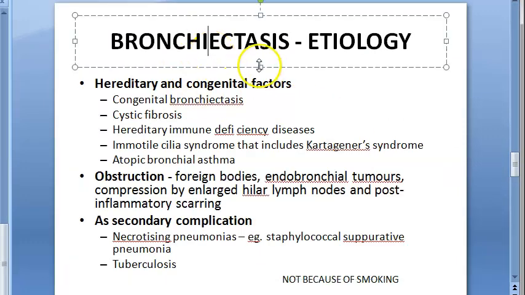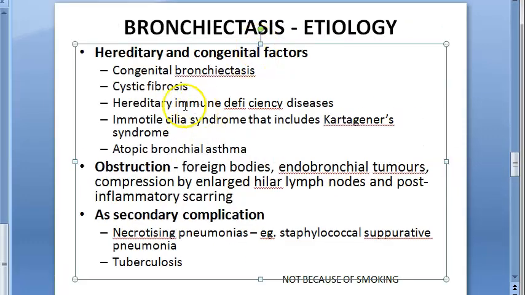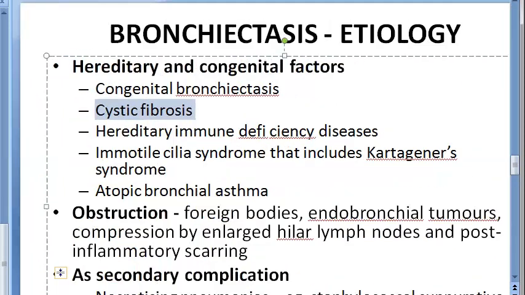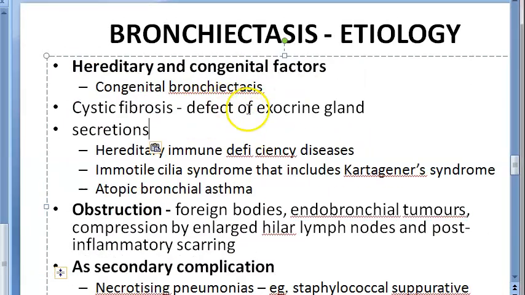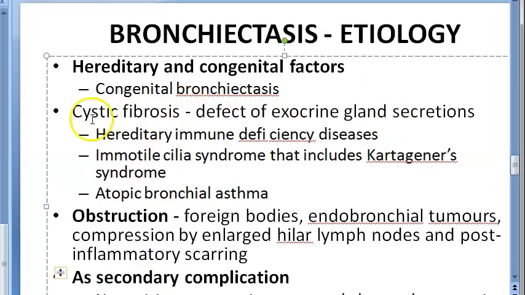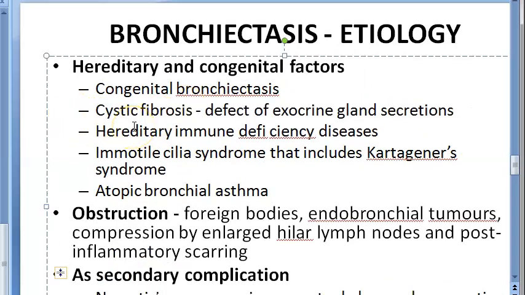So etiology is coming here, guys. Etiology for what? For bronchiectasis. So there can be hereditary and congenital factors, like congenital bronchiectasis can be there. So cystic fibrosis, what is cystic fibrosis? Cystic fibrosis can lead to bronchiectasis. It's a disease of the pancreas, correct? So defect in the exocrine gland secretions, that is cystic fibrosis, that can lead to obstruction, infection, etc. This is hereditary, that's what they are saying. Hereditary immune deficiency diseases, so people have a lot of infection.